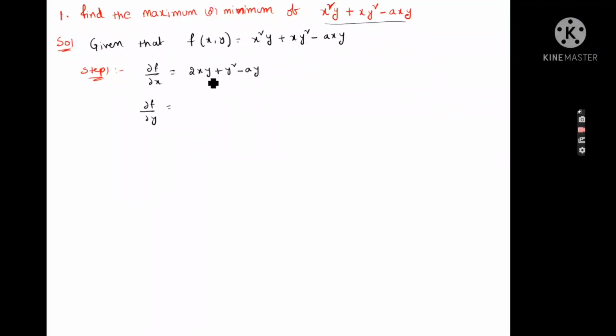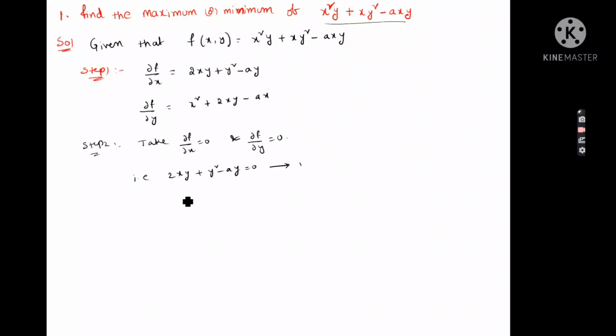Now step 1, what we have to calculate? The derivative of f with respect to x. Del f by del x equals 2xy plus y square minus ay. Now del f by del y equals, what is del f by del y? x square plus 2xy minus ax. Now step 2, what is step 2? Take the derivatives equal to 0. Take del f by del x equals 0 and del f by del y equals 0. So that is 2xy plus y square minus ay equals 0. Take this as equation number 1. Now next, x square plus 2xy minus ax equals 0. Take this as equation number 2.